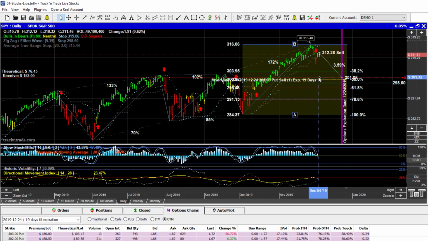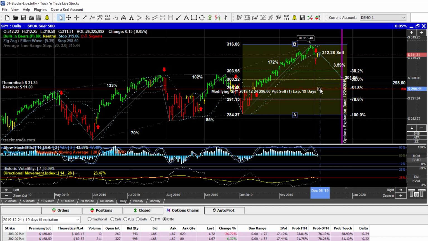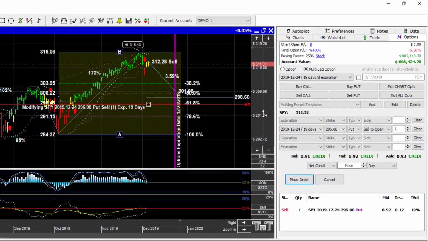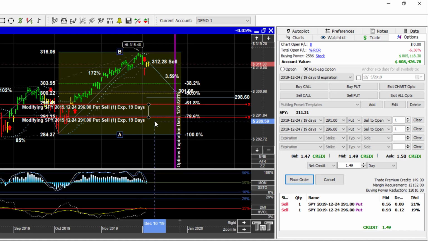Now, for me, when I put mine on, I put one on at the 61.8% level, and you can see again down here that's going to be a probability of being out of the money at 87%. I also came in and I put another one in. Let's put one in. We're going to sell a put. I'm going to put one in at 78.6. This is what I did. I put one in at 78.6. I put one in at 61.8.